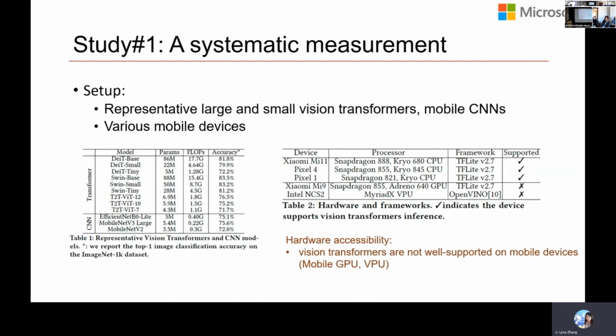Unfortunately, we noticed that unlike CNN models that have been supported by most of the mobile devices, vision transformers cannot run on the mobile GPU and VPU. The reasons are unsupported operators and tensor shapes in vision transformers. Therefore, our studies are conducted on the 3 mobile CPUs.